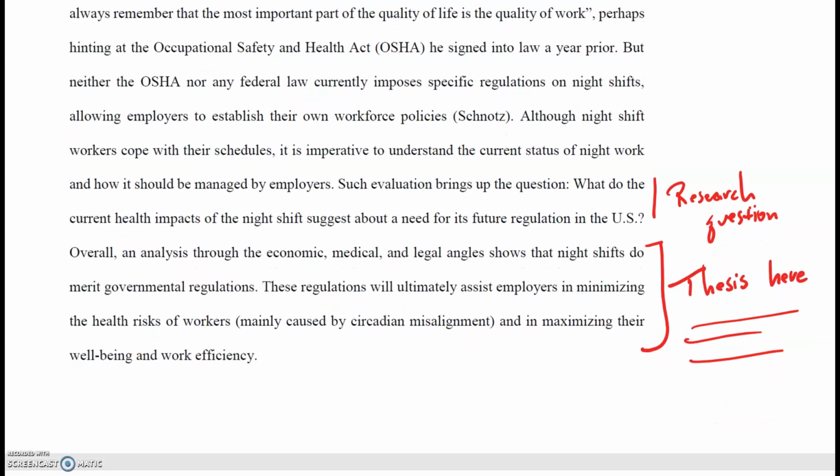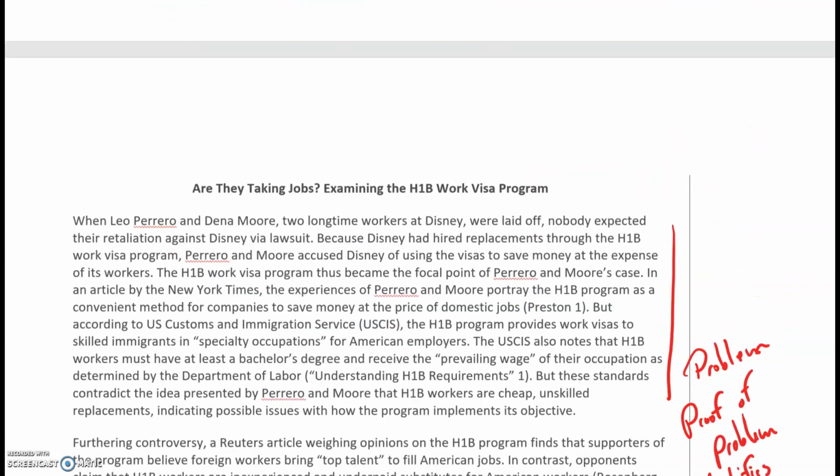I won't reread the whole thing, but it says, what do the current health impacts of the night shift suggest about a need for its future regulation in the United States? And the student moves on to the thesis. Overall, an analysis through the economic, medical, and legal angles show that night shifts do merit government regulations. These regulations will ultimately assist employers in minimizing the health risks of workers, mainly caused by circadian misalignment, and in maximizing their well-being and work efficiency. All right, so thesis there, not delayed.